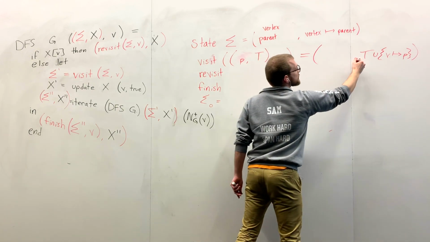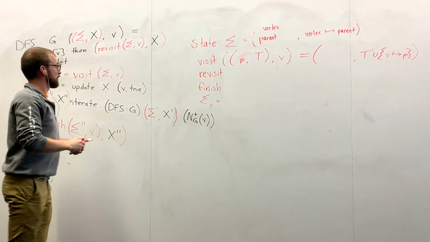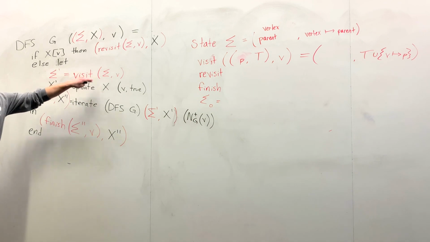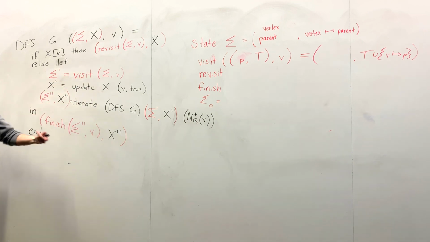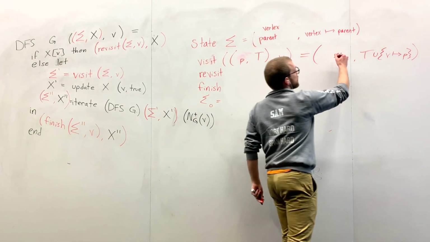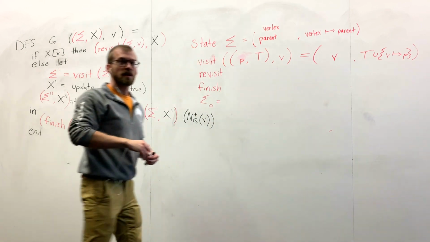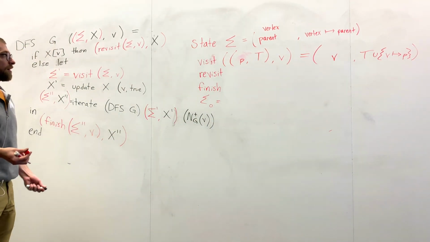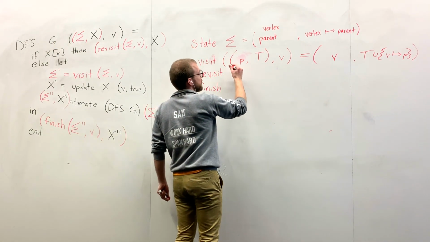so that the parent of v is that current parent. And then what is the next parent going to be? So after we visit v, we then are going to visit all of the children of v. And each of those children has v as its parent, so we can actually just update the current parent to be v. So this seems like it's going to work. Once again, revisit isn't going to do anything interesting.